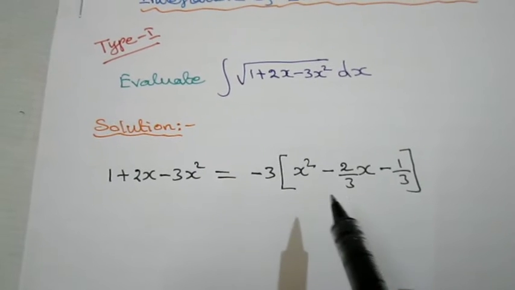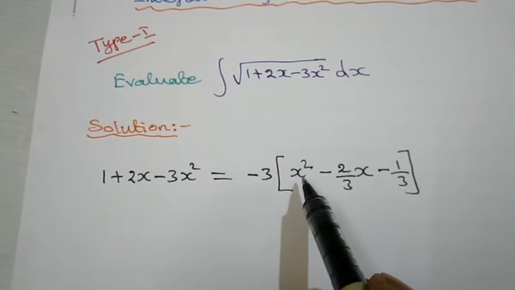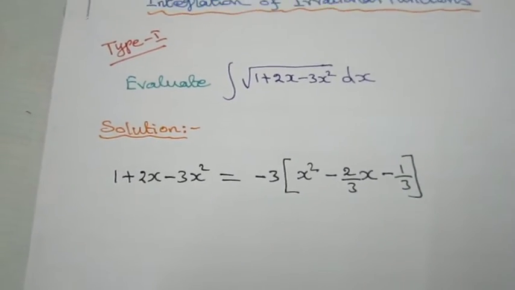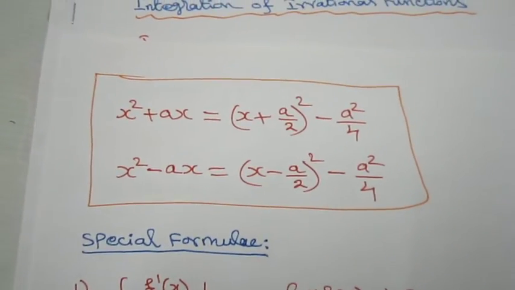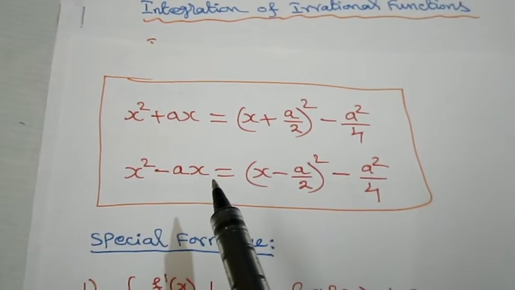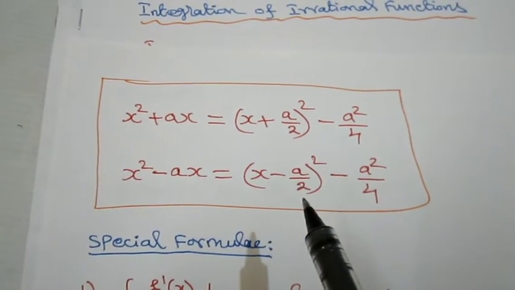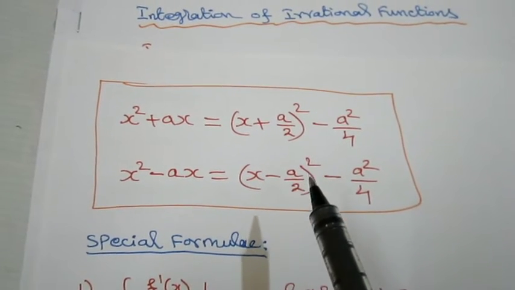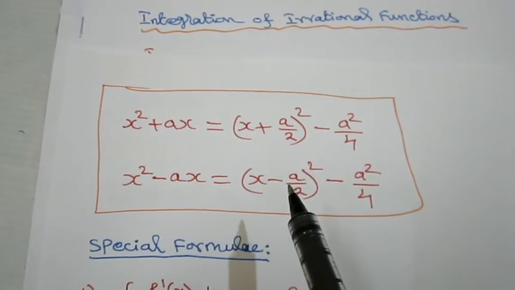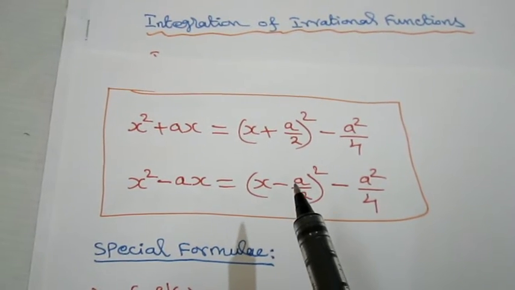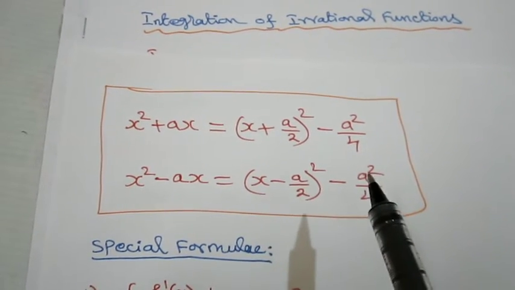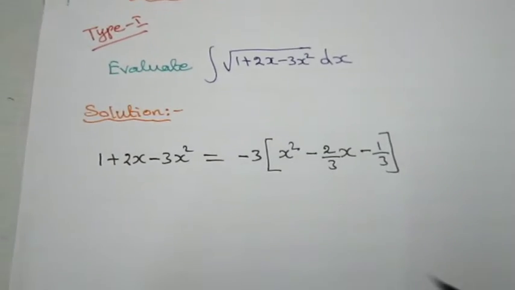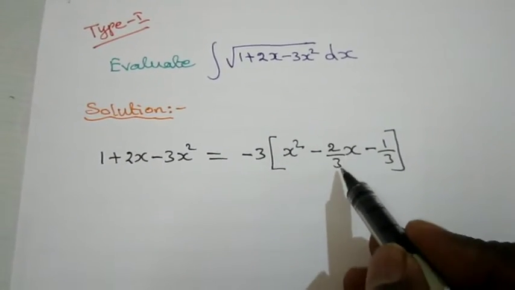After this I am going to apply the perfect square formula. The perfect square formula: x square minus ax is x minus a by 2 the whole square minus a square by 4. The square of the inner term, power square, is outside. Inner term is a by 2, so square of the value is a square by 4. So this is the formula I am going to use. So here a is 2 by 3.